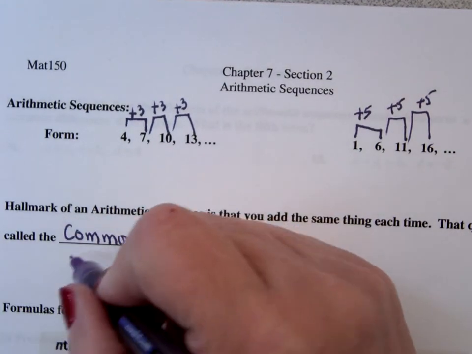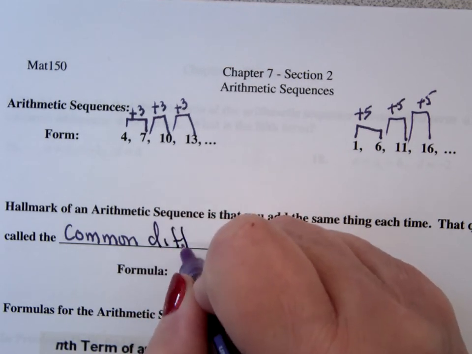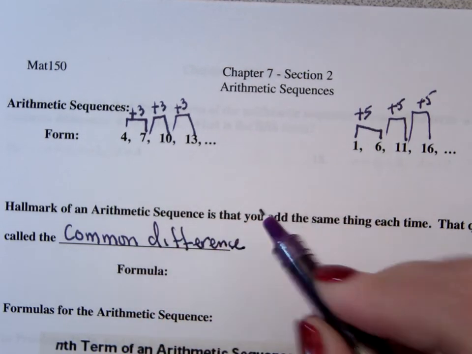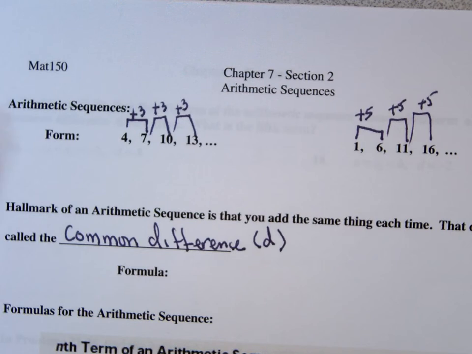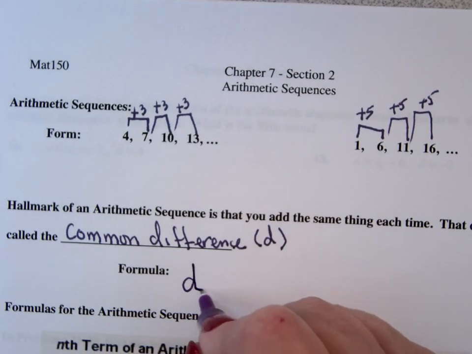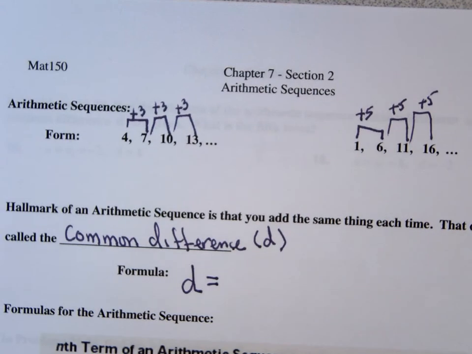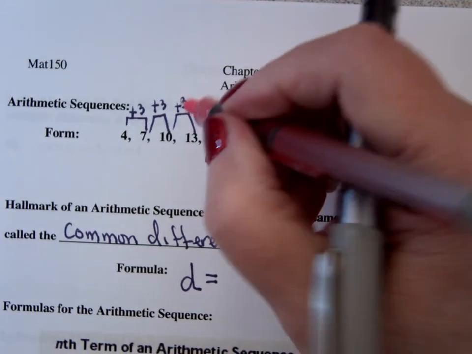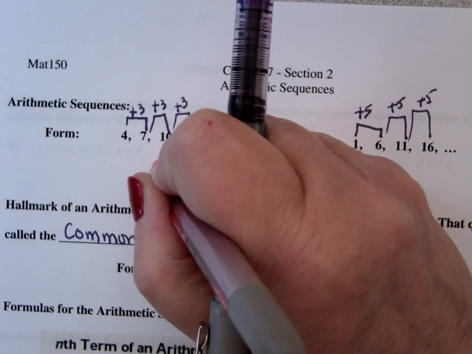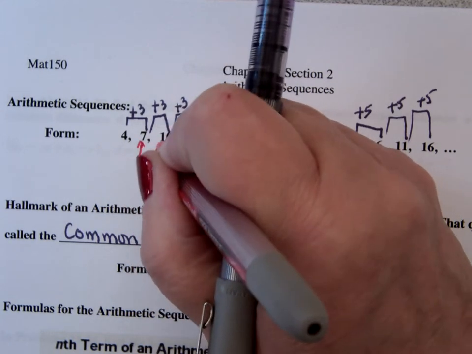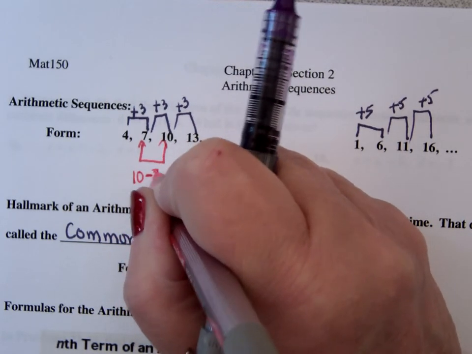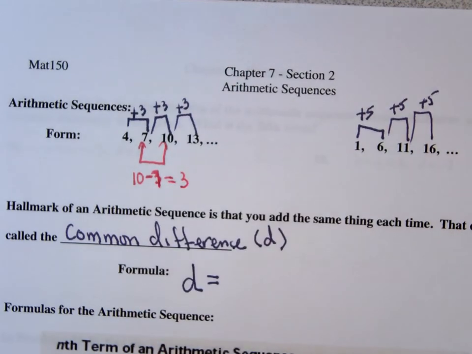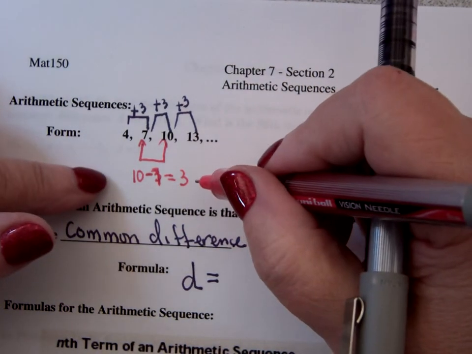That quantity is called the common difference. And we mark that by the letter D. D for common difference. It has a formula. What D is equal to, and it says, I pick any two that are side by side. Here I'm going to pick the 10 and 7. If I take 10, subtract 7, I get 3. That tells me how I got from 7 to 10.